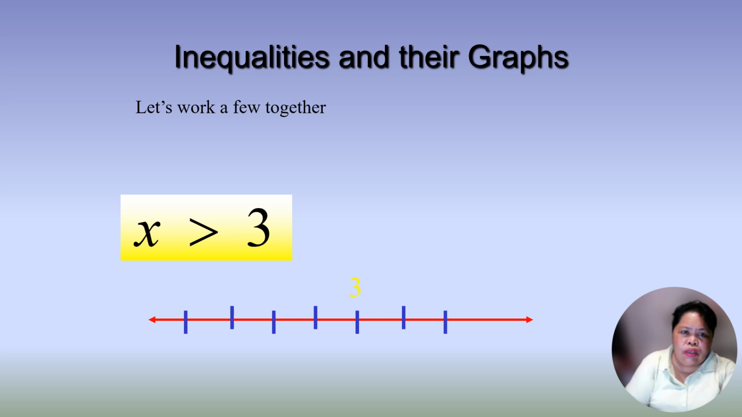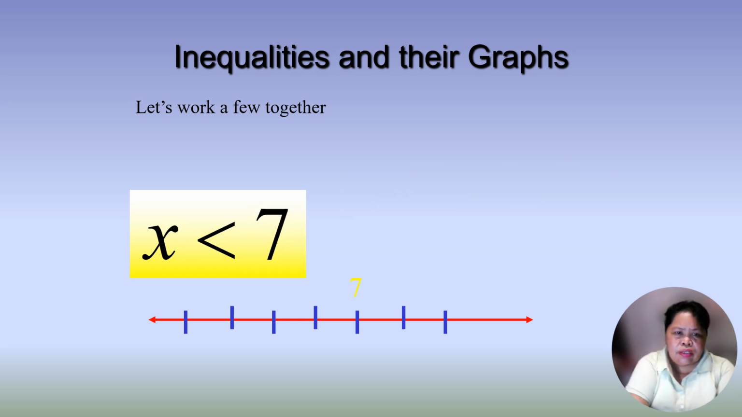Okay, let's work on a few together. We have x is less than 3. This is the graph. Notice when the variable is on the left side, the sign shows the direction of the solution.